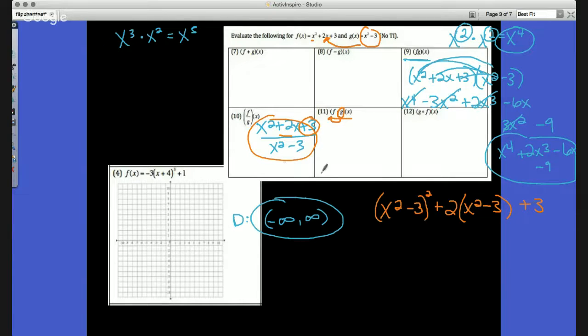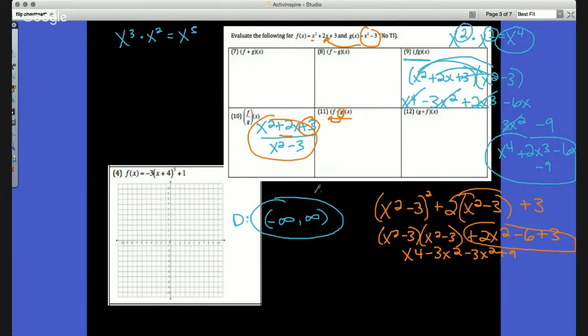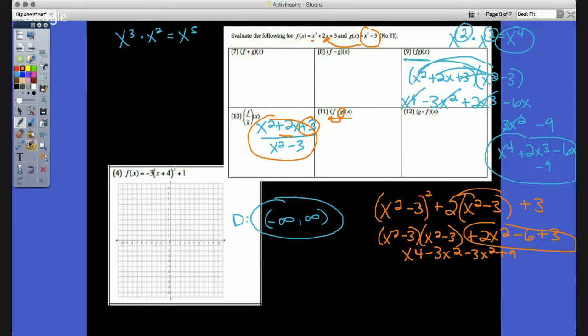So what I would do is I would square here. So don't just square both parts. You're going to actually have to distribute x squared minus 3 times x squared minus 3. And then I'm going to have to distribute 2 here to 2x squared minus 6. And then keep that plus 3 on the outside. So right here, this would be x to the 4th minus 3x squared plus 9, and then include all this stuff to add together and go forward, okay?